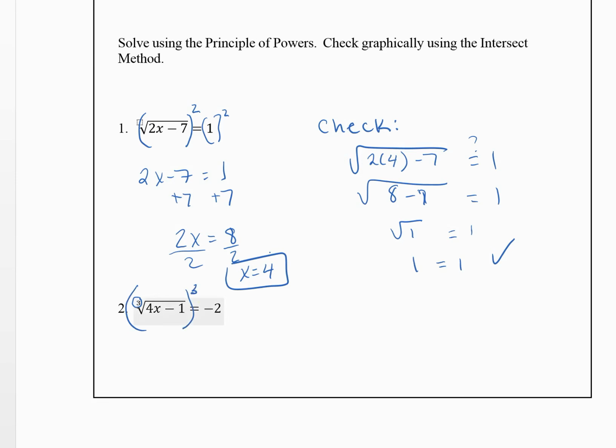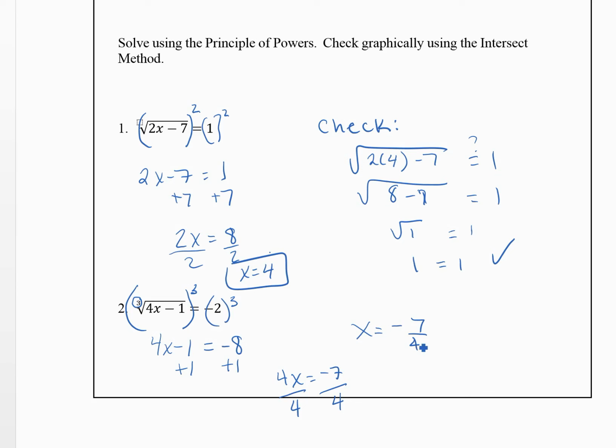So we're going to cube this side and cube this side. When you cube a cube root, you just get the radicand, what's underneath: 4x minus 1 equals negative 2 cubed, which is negative 8. Okay, so we're going to add 1 to both sides. So we get 4x equals negative 7. We would divide both sides by 4. So we get x equals negative 7 over 4.